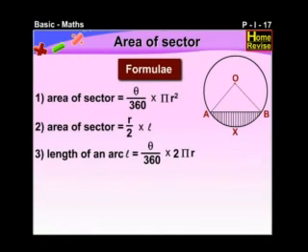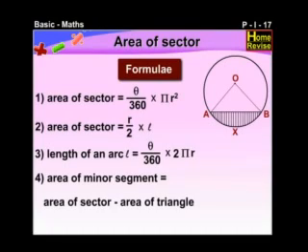The last formula, area of minor segment is equal to area of sector minus area of triangle. Now observe the figure, area of minor segment, that is the shaded portion, is equal to area of sector, that is O dash AXB, minus area of triangle OAB. That is, area of minor segment is equal to area of sector minus area of triangle.